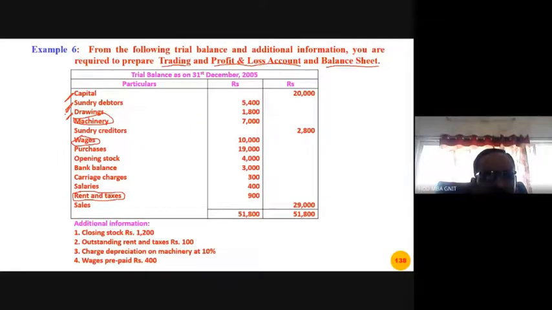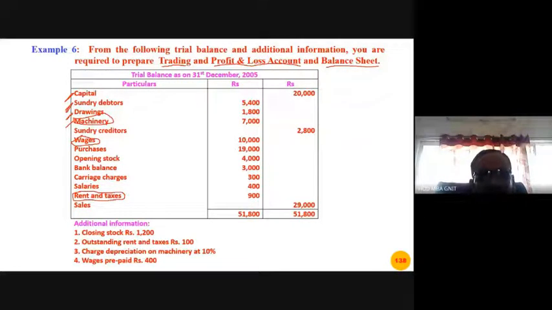Next item is machinery. Machinery is rounded off here, you know that. Why? Because it has the adjustment. If any item or any account has the adjustment, that is to be shown in the inner column first of all, so that thereafter, later on, it can be adjusted.